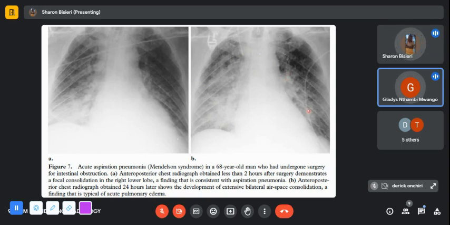Yes, they develop acute pulmonary edema, which, by the way, can also mean they had ARDS. This was a reaction to the acid, to the pneumonitis as a result of the aspiration. Yes. Thank you.